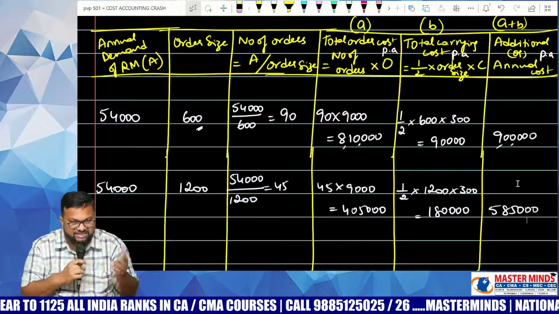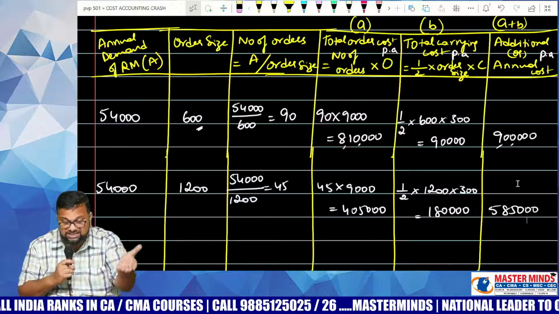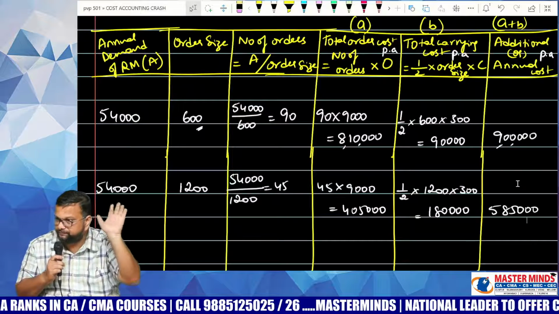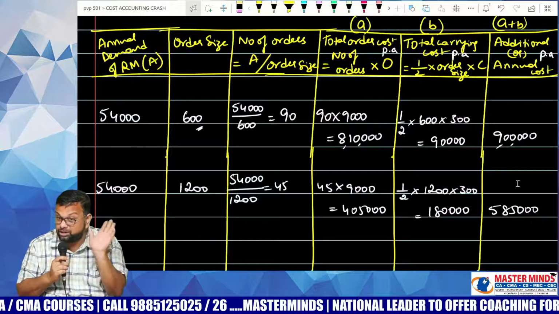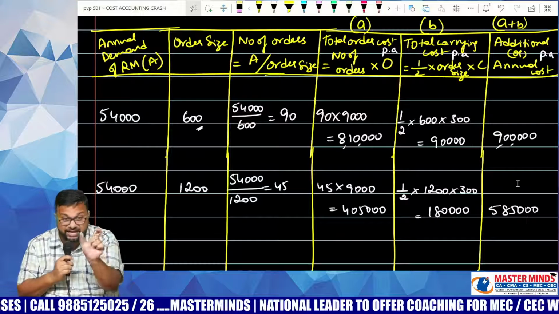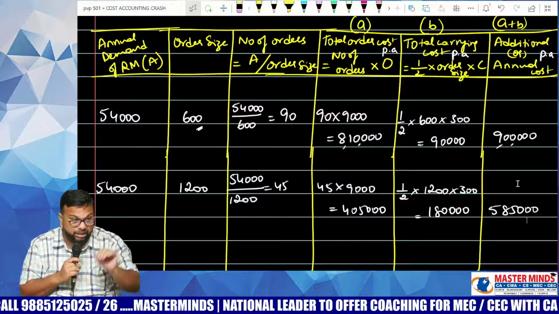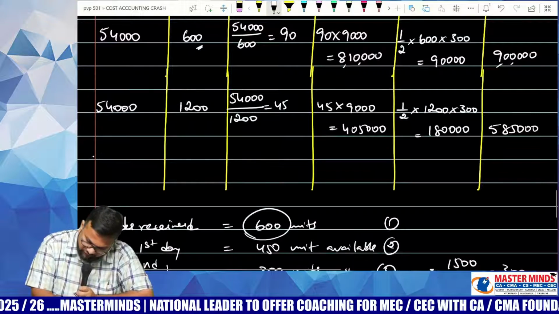Okay. If average consumption is not given in the problem, then straight away you can multiply the order size into carrying cost per unit per annum. You have to remember, if average consumption is not there in the problem, you will multiply order size with the carrying cost per unit per annum. There is no need to take average now. Next, 54,000 again.